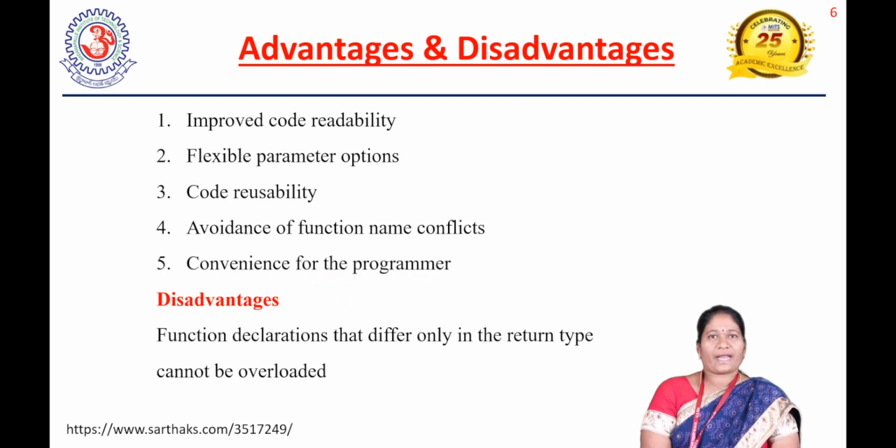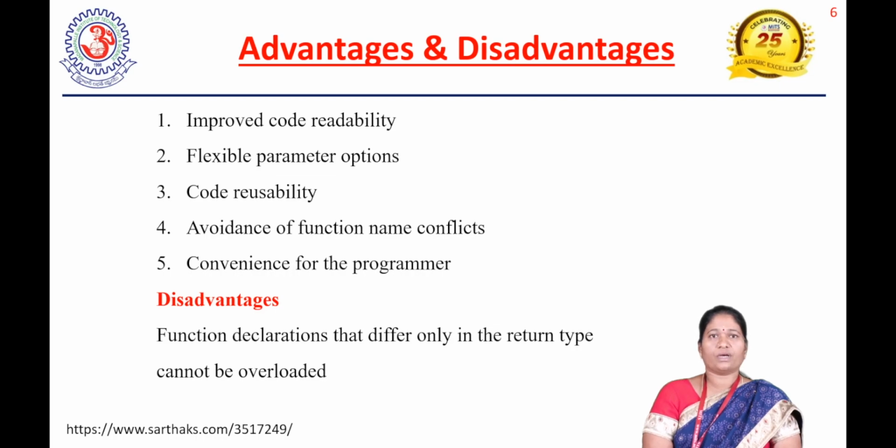Next, what are the advantages and disadvantages of function overloading? Let me see one by one. First is improved code readability. We can read many functions with the same name, and it is very flexible for the user. They can easily recognize what functionality is in that function. After that, flexible parameter options. Of course, we can give many arguments, and we can differentiate the types of arguments also. That is also very flexible for the user.